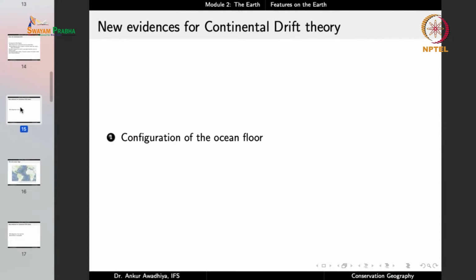Now, in the waiting period, we got new evidences. We started to look at the configuration of the ocean floor. So in the time of Wegener, we only knew that okay, there are continents and there are oceans. And the oceans, for the most part, must be flat land. It must be a plain area.